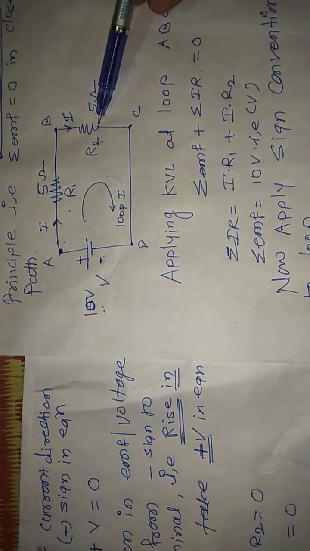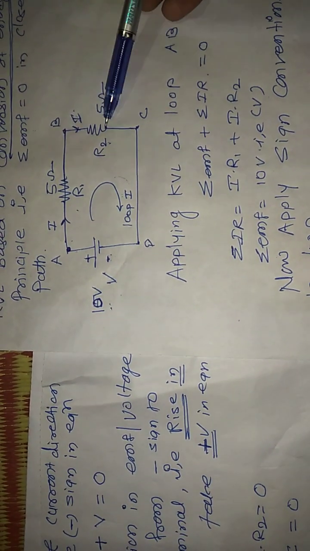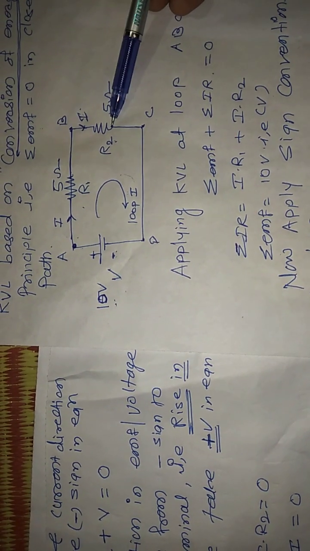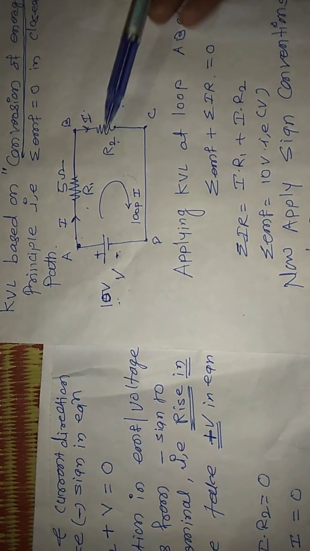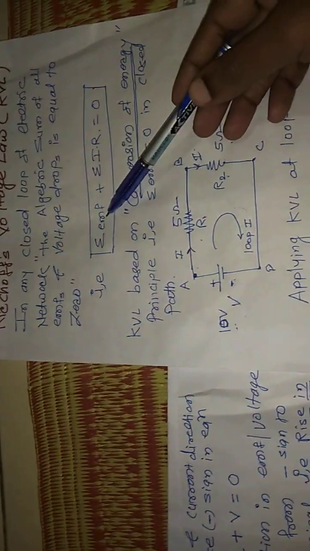You have to find out the voltage drop. There are two voltage drops, so we have to find out the equation for summation IR, plus you have to find out the equation for summation EMF. So now we can apply the same equation.